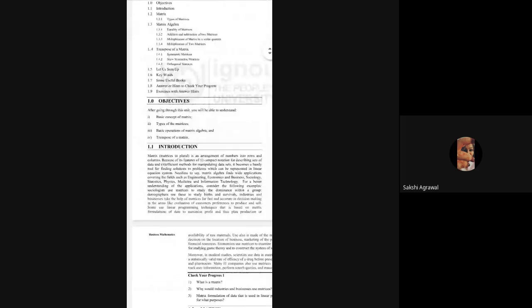So, introduction part, matrices. A matrix is nothing but an arrangement of some symbols or letters or numbers in particular rows and columns, enclosed within a bracket, and that bracket can be a parenthesis, a curly bracket, or a square bracket, any bracket.